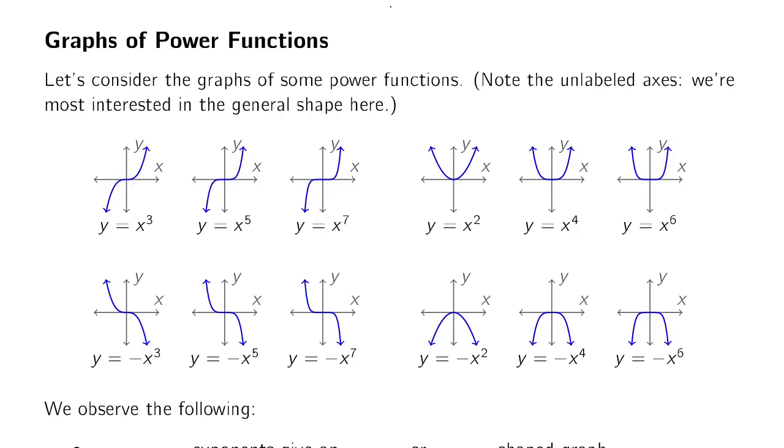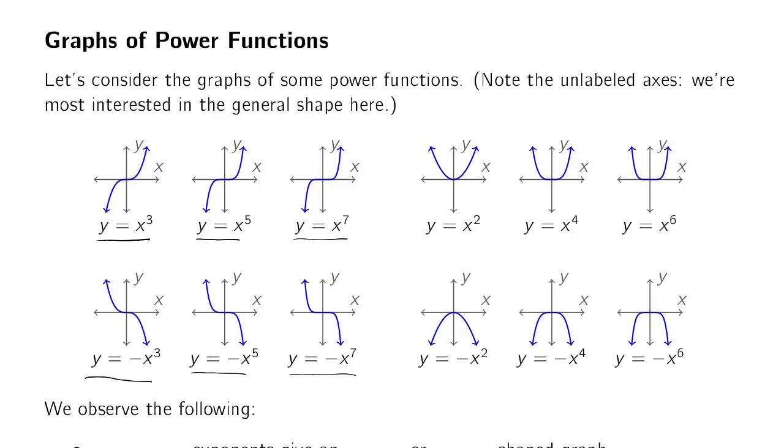So here I've graphed the functions x to the third, x to the fifth, and x to the seventh. And just to get a better idea of the shapes, I've also graphed negative x to the third, negative x to the fifth, and negative x to the seventh. Notice that switching the sign of the output just vertically flips the graph. I think we can see why that happens.